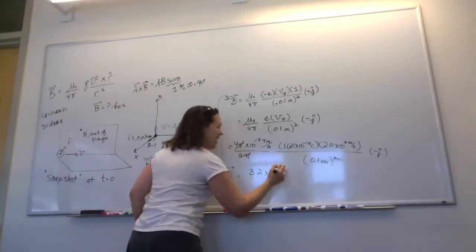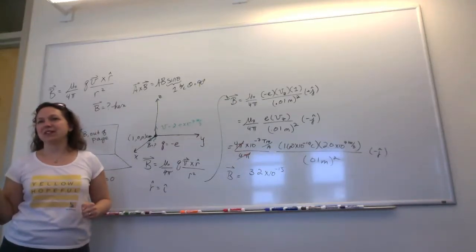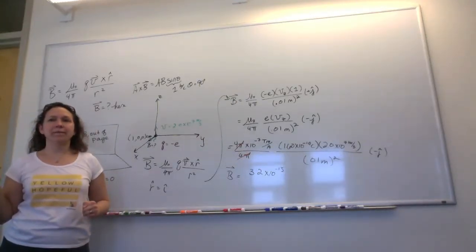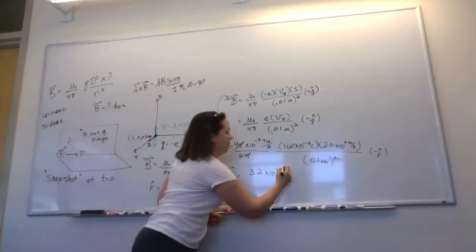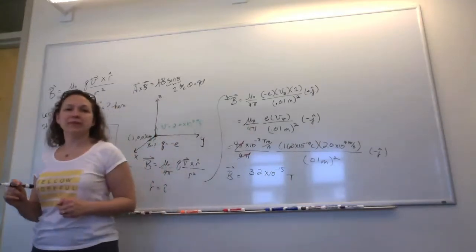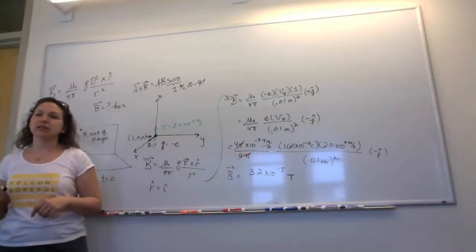Wow. All right. And what are the units of magnetic field? There's a car named after it. Tesla. Yes. Tesla. So 3.2 times 10 to the negative 15 Tesla.